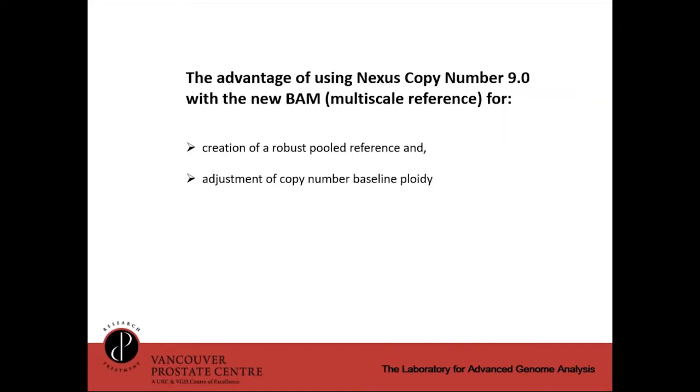So moving on, I just wanted to specifically talk about the advantages of the new Nexus Copy Number 9 version that's coming out. I was lucky enough to be able to get a trial version, or a beta test version, early on, and I was actually pretty excited about this because there's a couple of things that I really liked. One of which is the BAM multiscale reference for creating a pooled reference. And so I'm going to talk about these two things specifically in the context of the creation of a robust pooled reference in a relatively extreme case, and the adjustment of copy number baseline ploidy, and hopefully give some examples of how that's actually made a significant difference in the way that we're looking at some of these tumors.